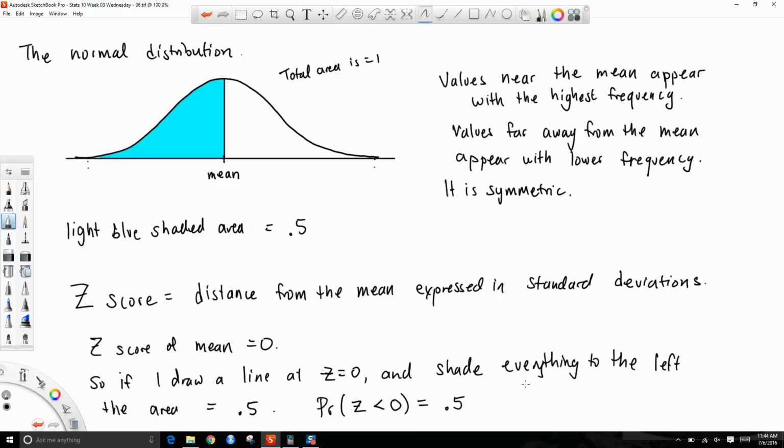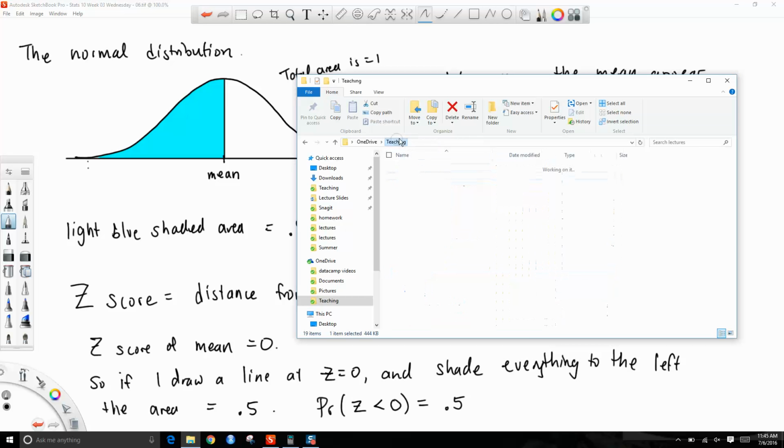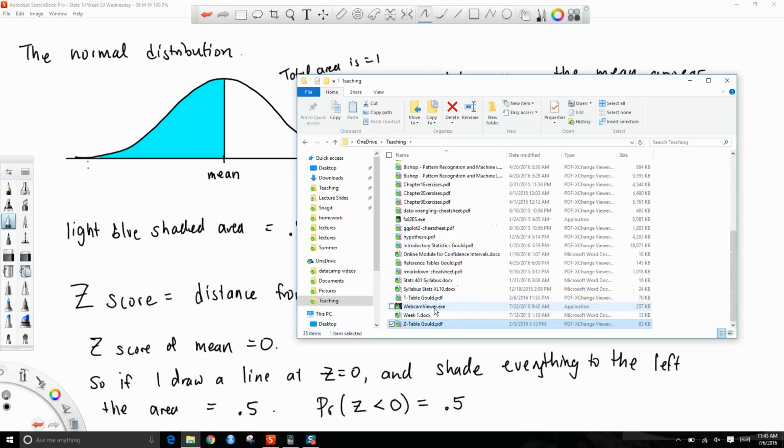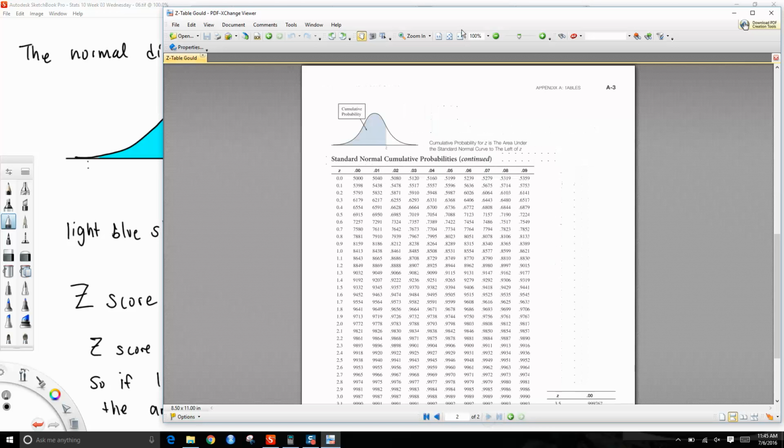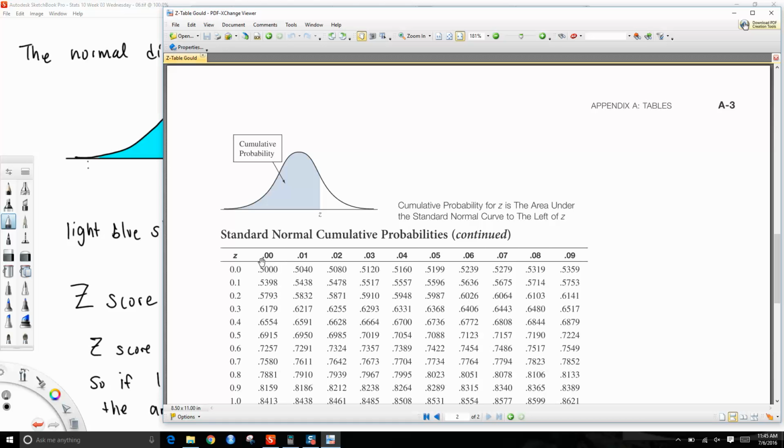All right, and so this is where our table comes in, okay? If you look at your table, there are two sides to the table. If you flip to the side with the positive numbers, we've got page A3. Let me pull up the normal table. It looks like this. If you look in the top left corner, you see Z.